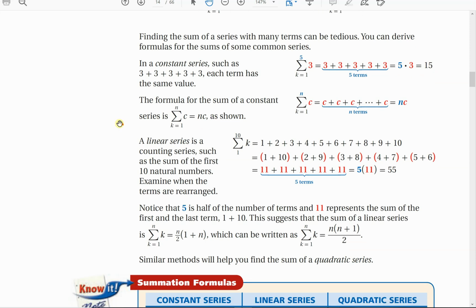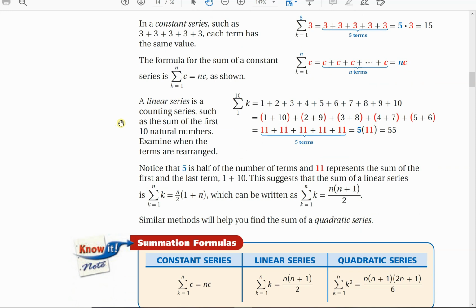In a linear series, what we call a counting series, is just basically you've got sum from 1 to 10 of k, where we just go 1 plus 2 plus 3 and so on. If you work it all out, and move some numbers around here, you notice we're just getting 11 5 times. So what we end up with is this. Notice that 5 is half the number of terms and 11 is the sum of the first and the last term. So this creates a formula called n times n plus 1 over 2.